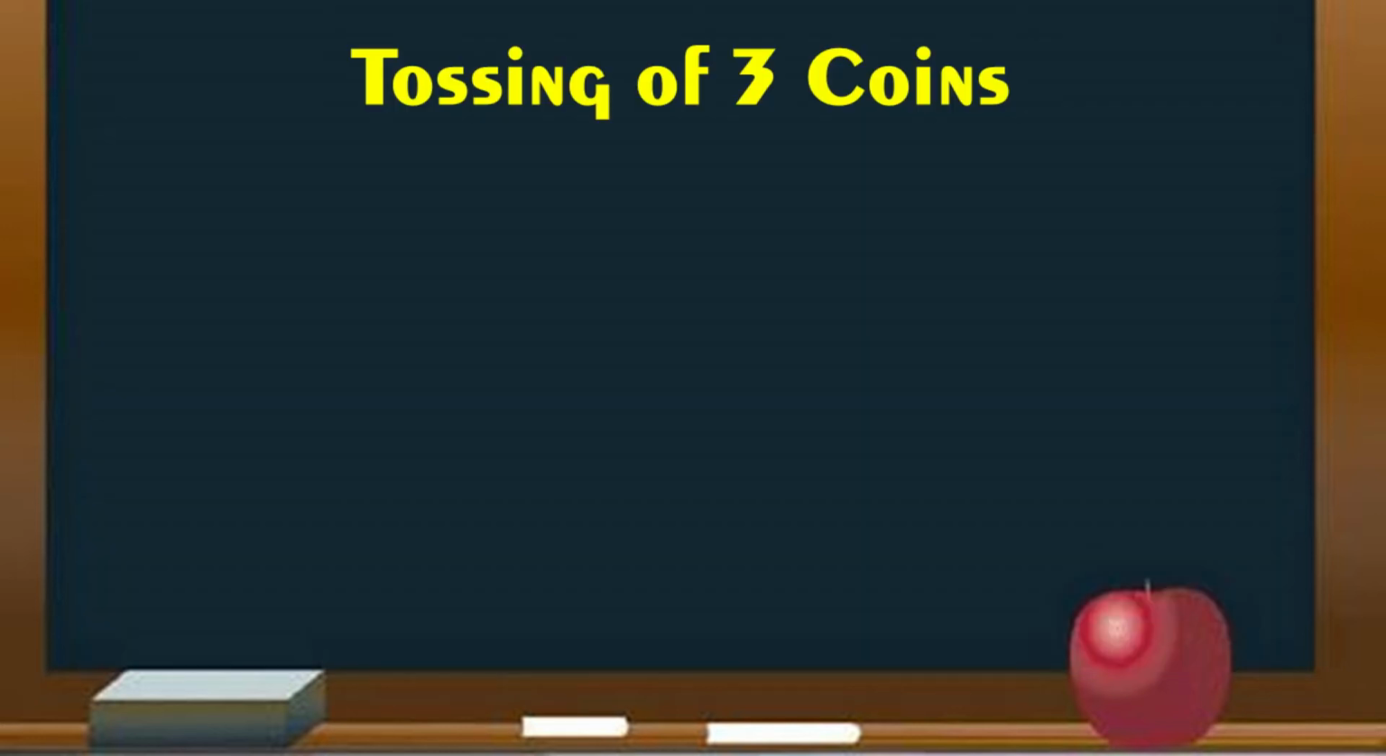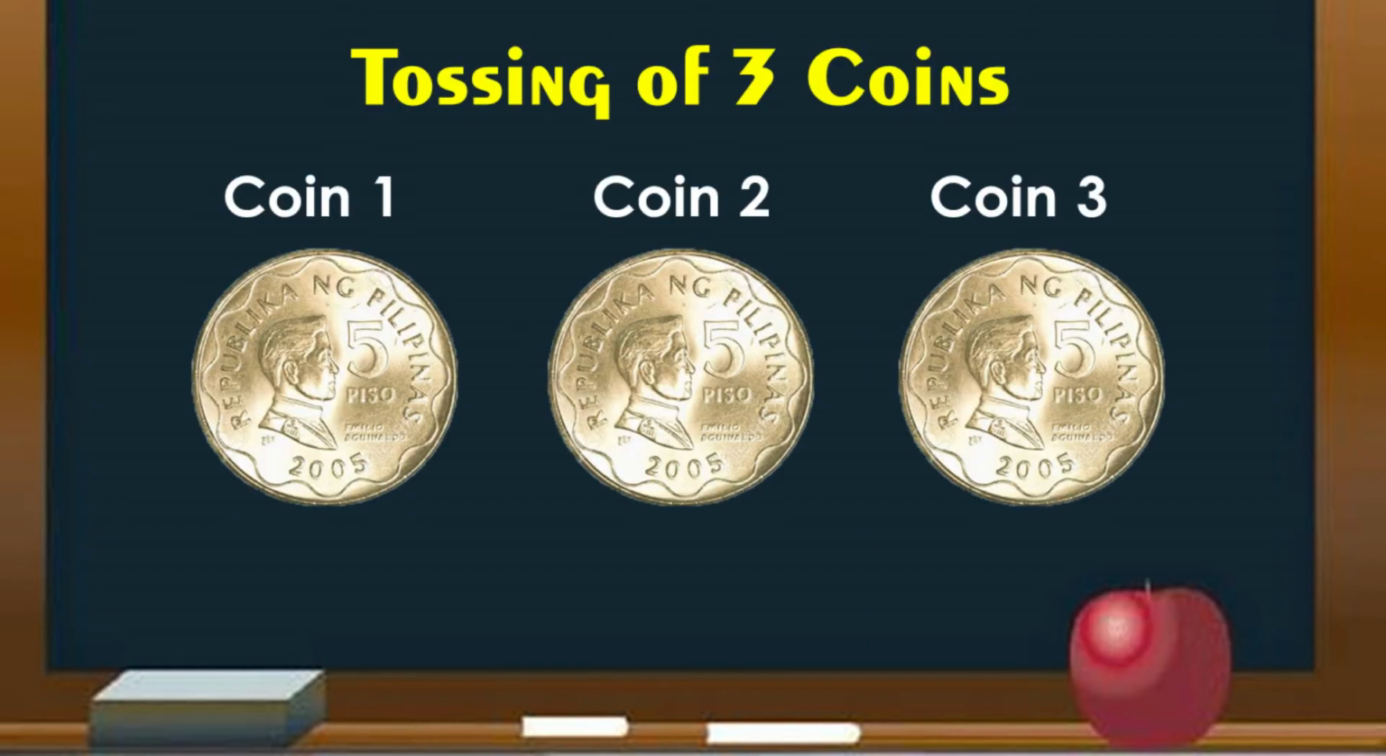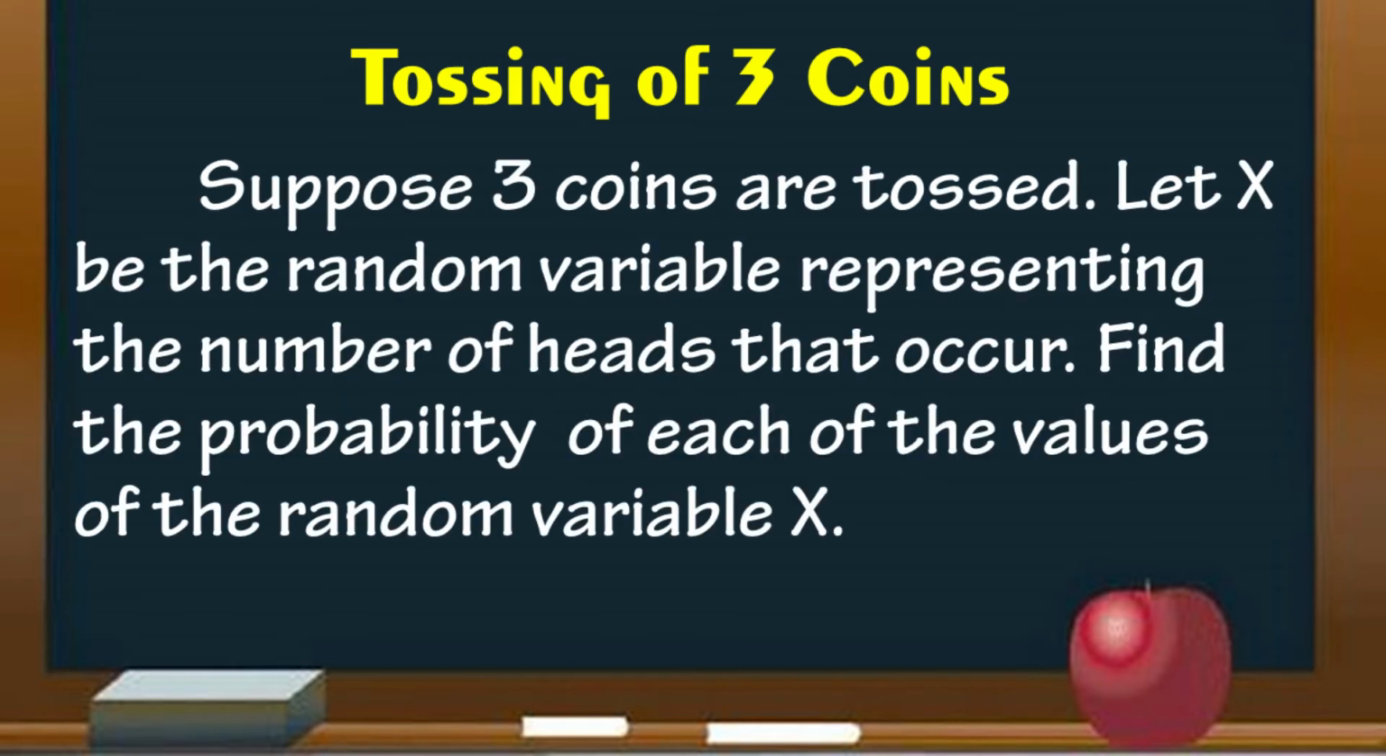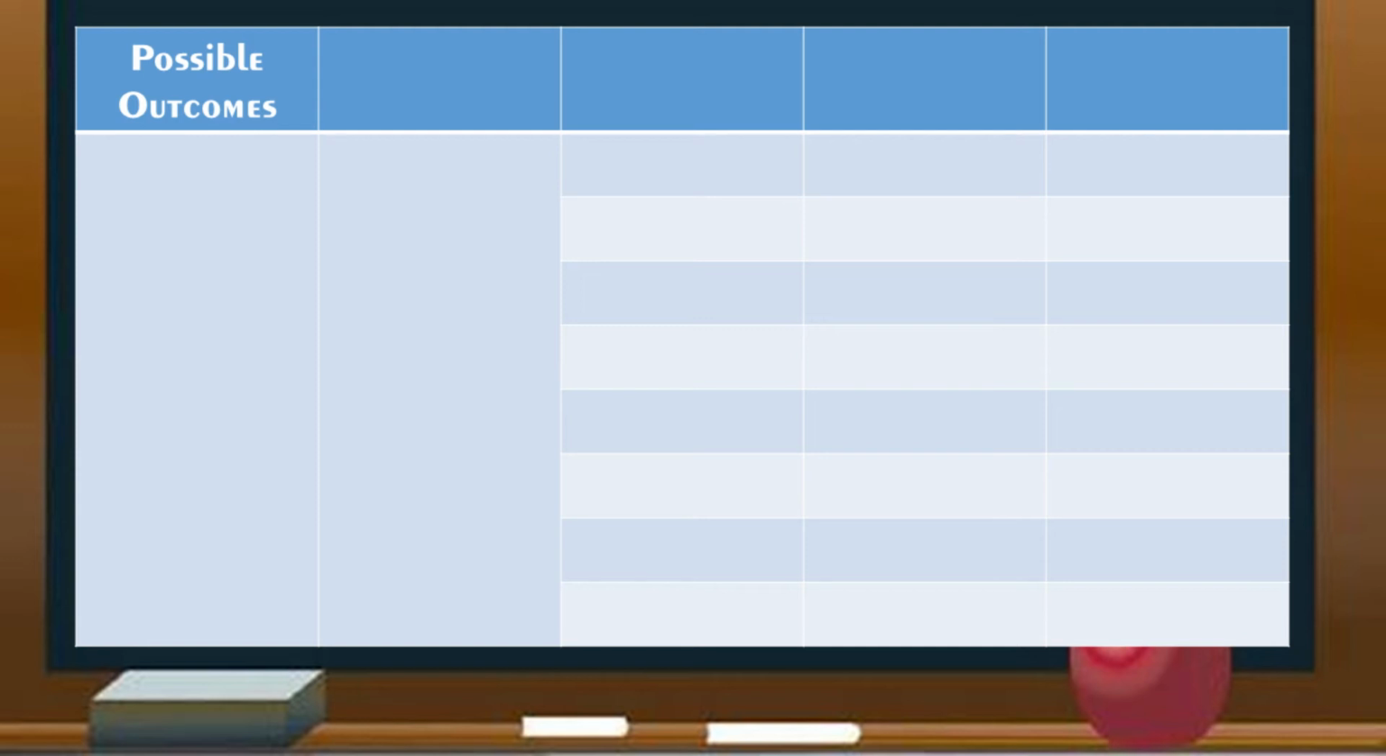Second example, tossing of 3 coins. Suppose 3 coins are tossed. Let x be the random variable representing the number of heads that occur. Find the probability of each of the values of the random variable x. This time, we will focus on the number of heads. Here are the possible outcomes.